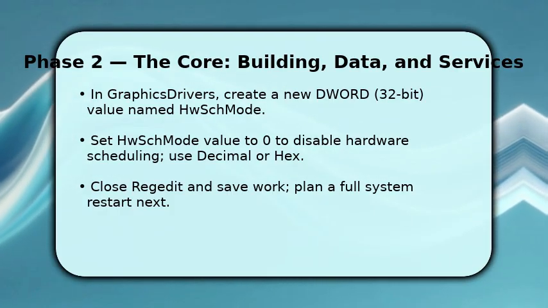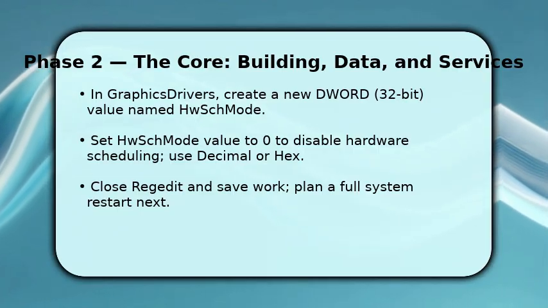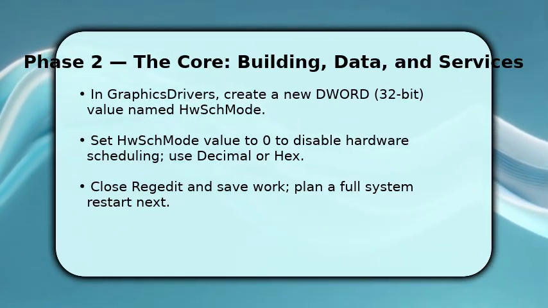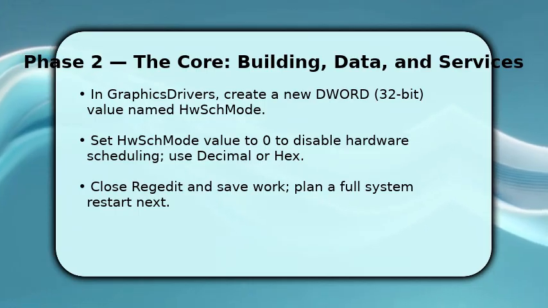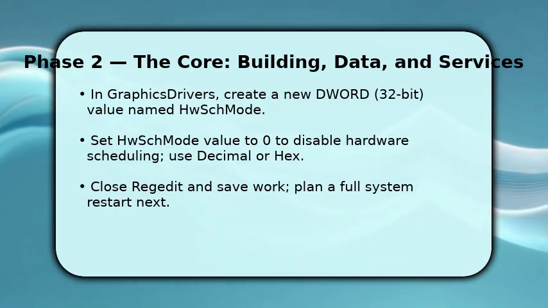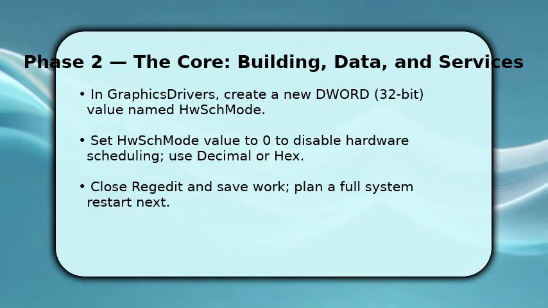This key controls hardware-accelerated GPU scheduling. Double-click the new HWMode entry and set the value data to 0, which explicitly disables the feature. Make sure you choose either decimal or hex correctly. 0 is 0 in both.